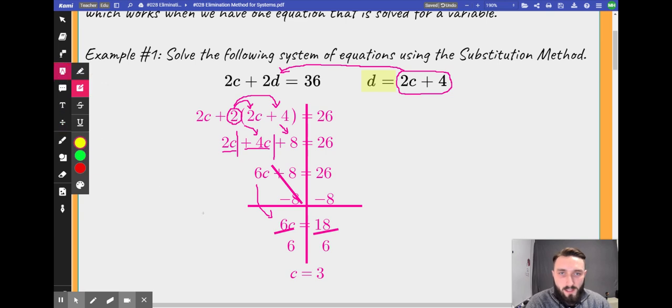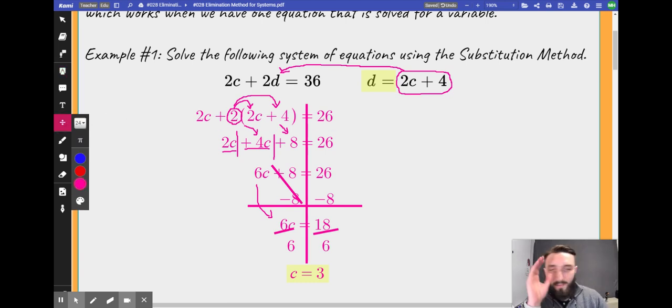Okay, so I found c. Now I have to find the other variable, because remember, we need both variables in order to solve a system of equations. Now the system didn't have an x and a y in this case. It had a c and a d, but that's okay. It doesn't matter. We just need to find both variables. So we found c. We need to find d.